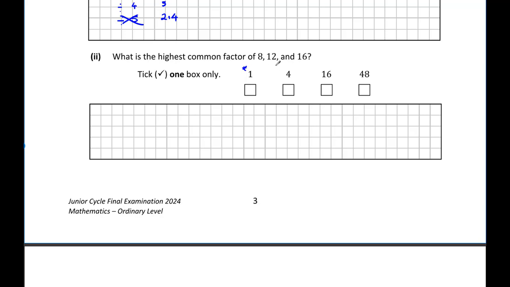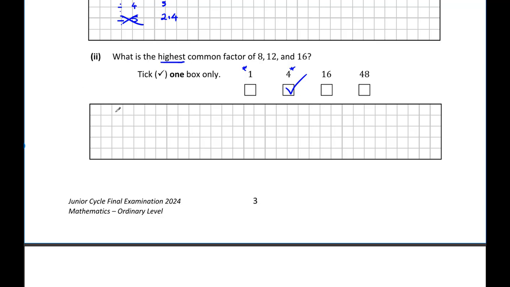4, does that go into 8? Yeah, 4 into 8 is 2. 4 into 12 goes 3 times. 4 into 16 goes 4 times. So that is definitely an option. 16, does 16 divide into 8? No. So that is not an option. Does 48 divide into 8? No, that's not an option. So basically, what's the highest value between 1 and 4? So it's obviously 4.